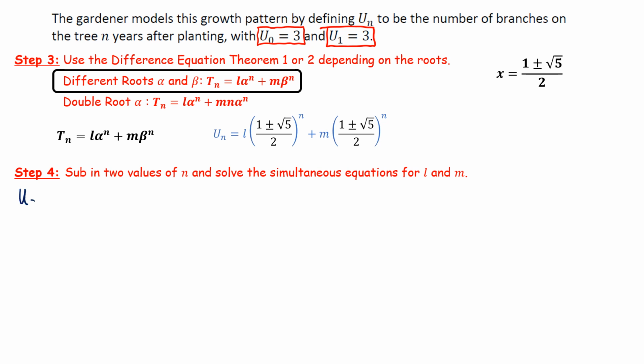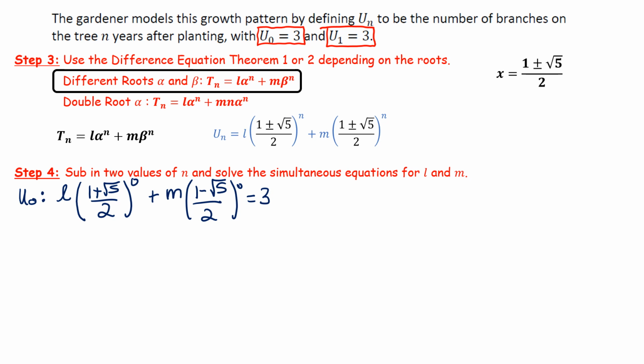So let's work with this. So U0, what that means is we get L(1 plus root 5 over 2) to the power of 0 plus M(1 minus root 5 over 2) to the power of 0 equals 3. Anything to the power of 0 is 1, so this gives us very nicely L plus M equals 3, and that becomes equation 1.